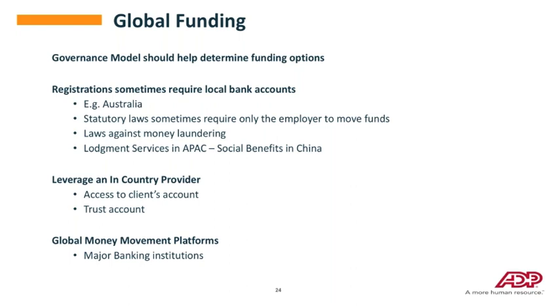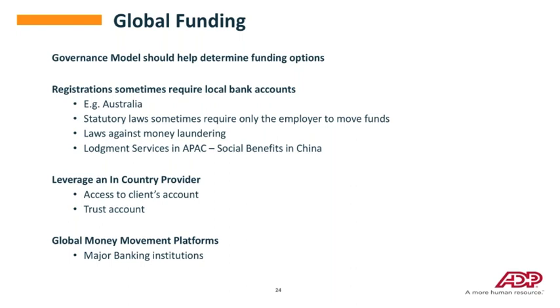And this is where partnerships that you might have with Global Upside or ADP can come in handy to provide you these services. So for many organizations, they'll leverage an in-country provider to move their funds. The in-country provider will access the client's local bank account and fund accordingly, or create a trust account on your behalf in that country and fund from that.